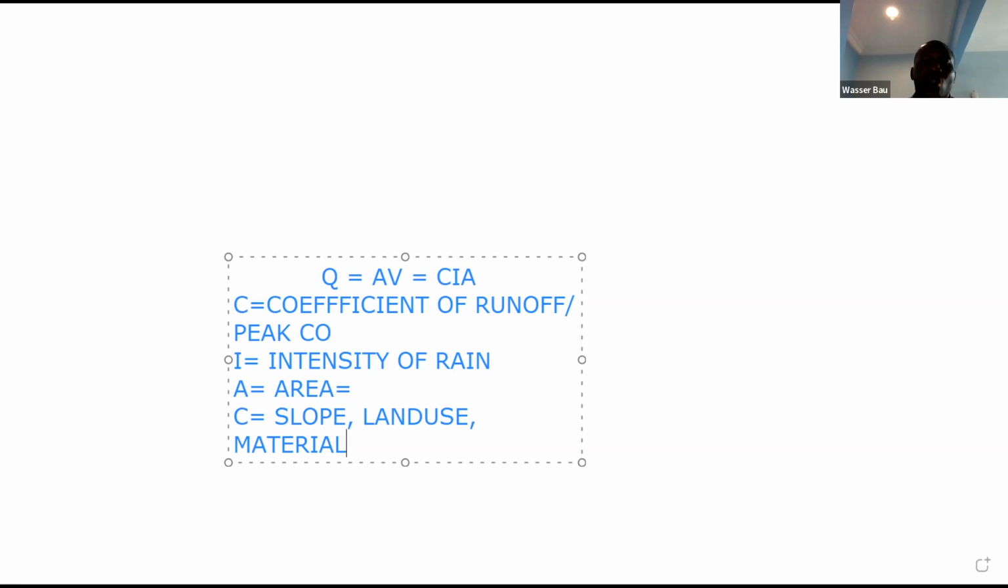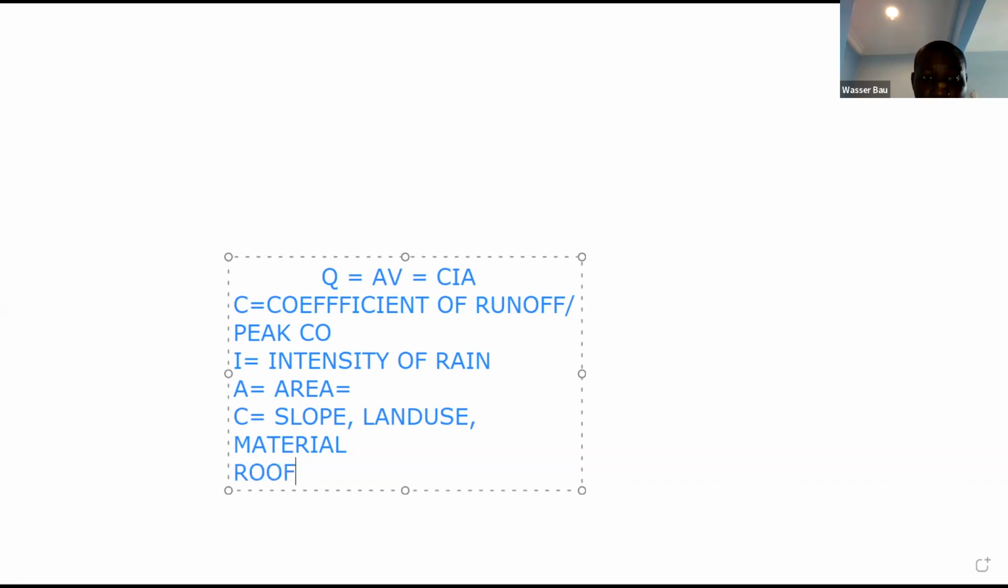Okay? So this C takes into consideration those factors that will make you not use the A maximally, that will make the contribution of runoff not be 100%. Let me give you an instance. The roof of your house has a runoff coefficient of 0.95. The runoff coefficient, by the way, varies between 0.1 to 1. That is the range.